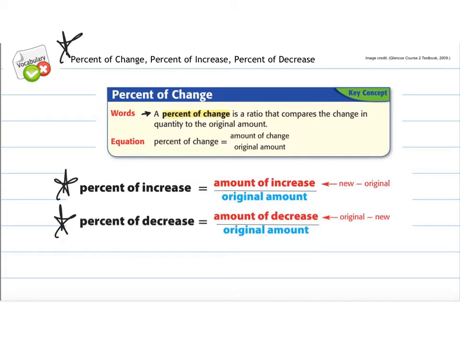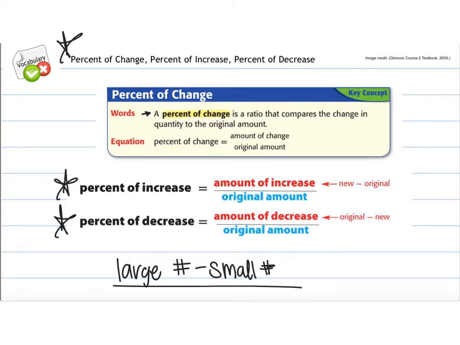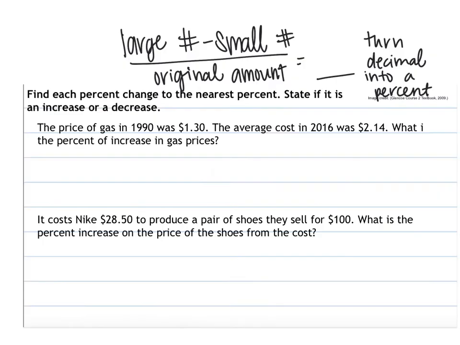What I always do is I take the large number to find how much it's changed minus the smaller number. Okay, so that's your top number, and then you divide it by the original amount. So I'm going to use this formula at the top: large number minus small number, divide by the original, and that's going to give you a decimal answer, and then you turn that decimal into a percent. Then you just have to determine is the amount getting bigger or smaller to determine if it's an increase or a decrease.